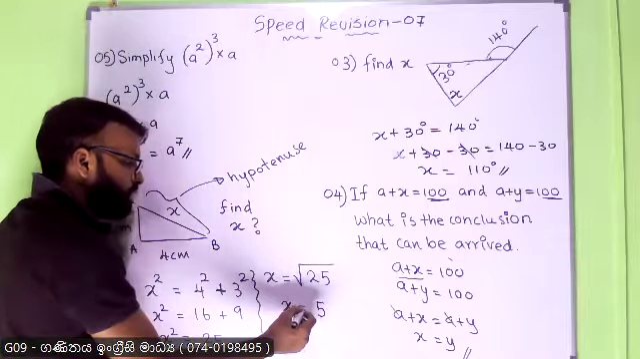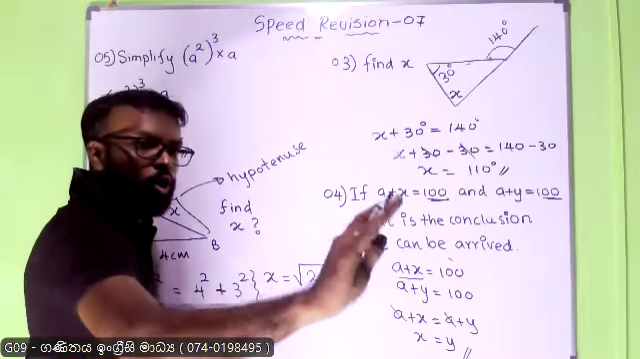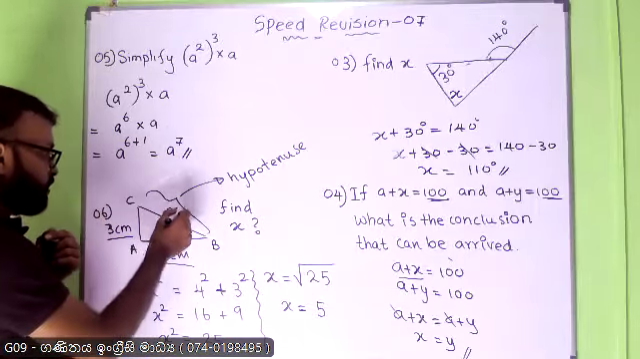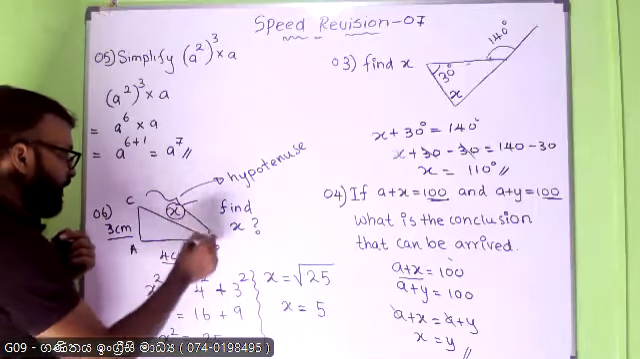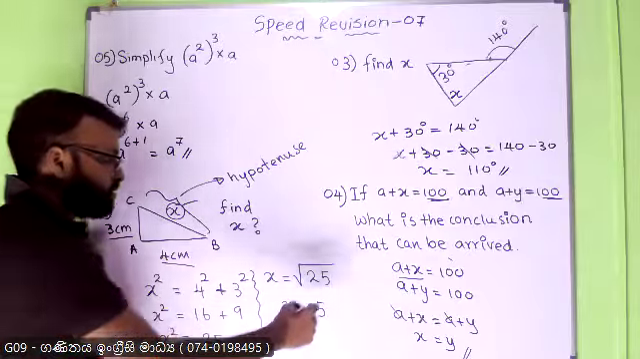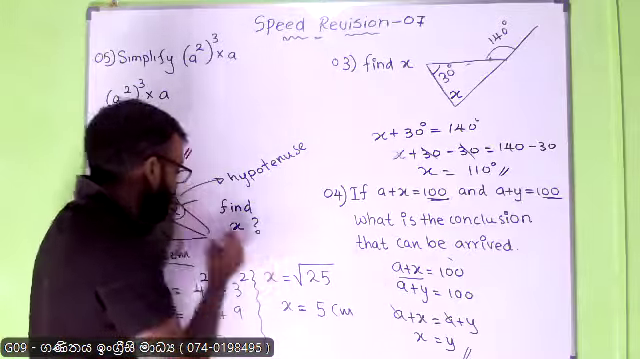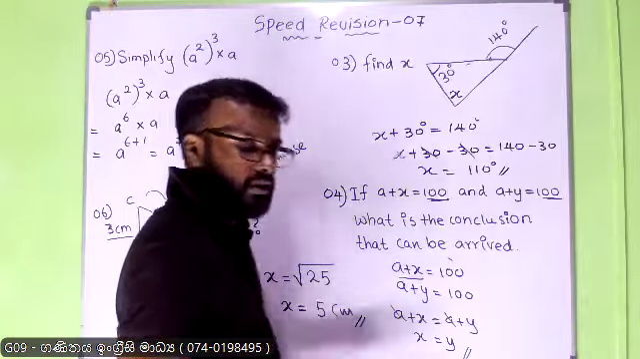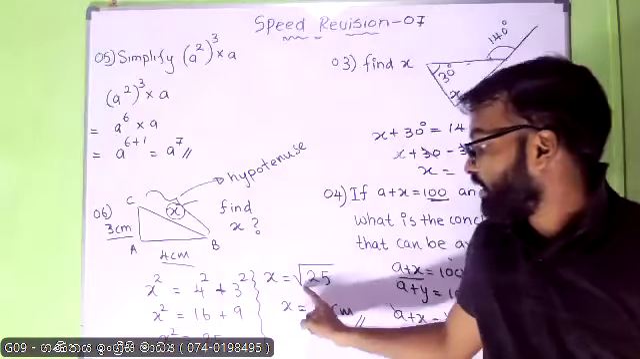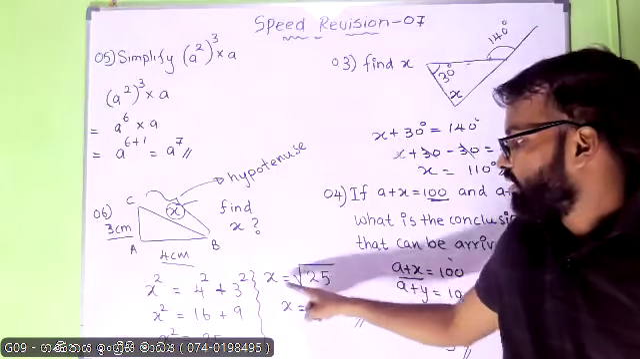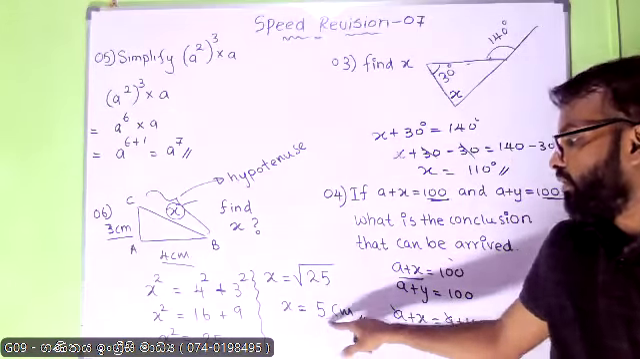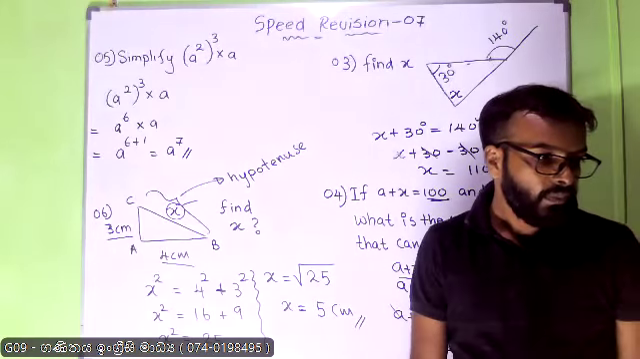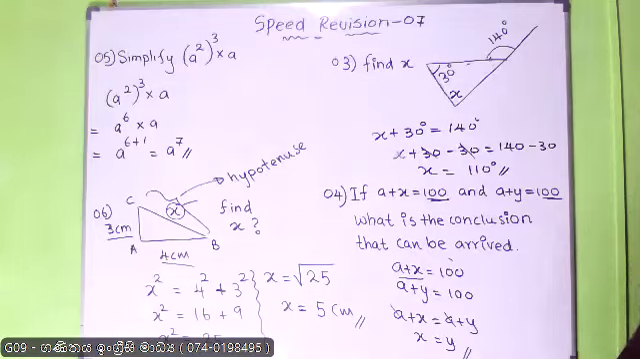Is this the correct answer or is this the full answer? No, because it is 4 centimeters, 3 centimeters. So you are going to find x, and the length of this BC is also in centimeters. So the length of x is 5 centimeters. 25 can be written as 5 times 5, 5 squared. The square root of 25 is 5. 5 centimeters is the full complete answer.